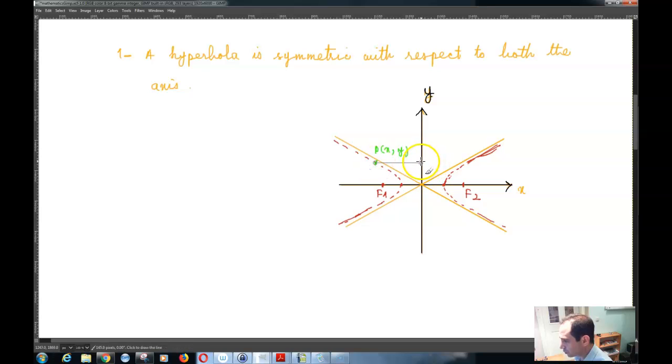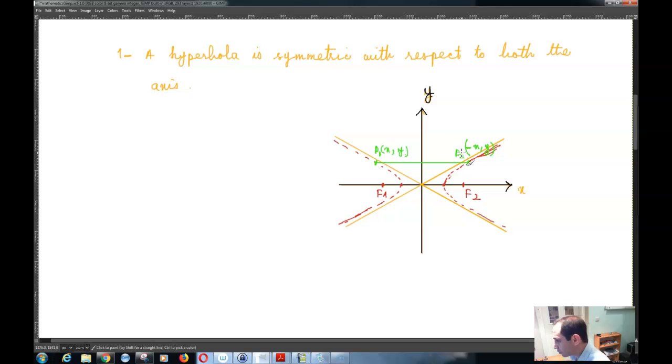If you draw a line perpendicular to the y-axis and then go the same distance in the same direction, you will get to some point on the hyperbola. For example, if I call this P1, this would be P2, and the coordinates would be the same y but negative x comma y.